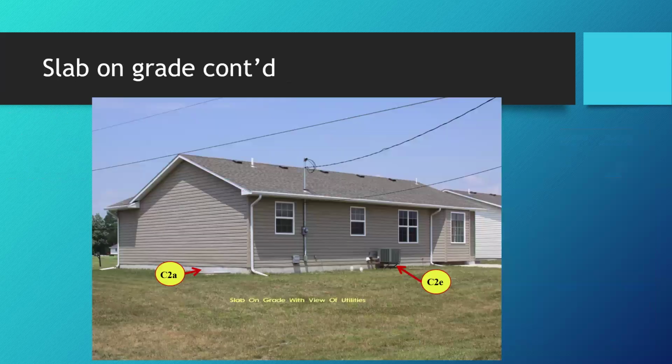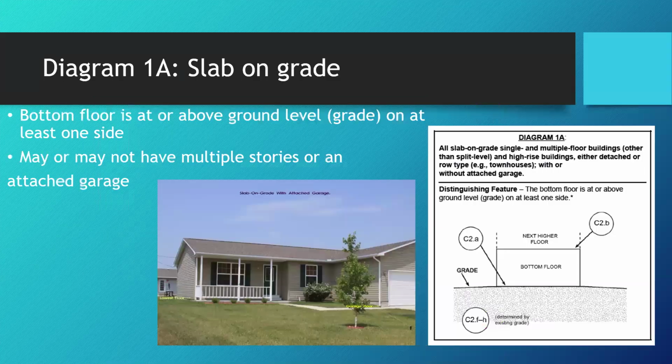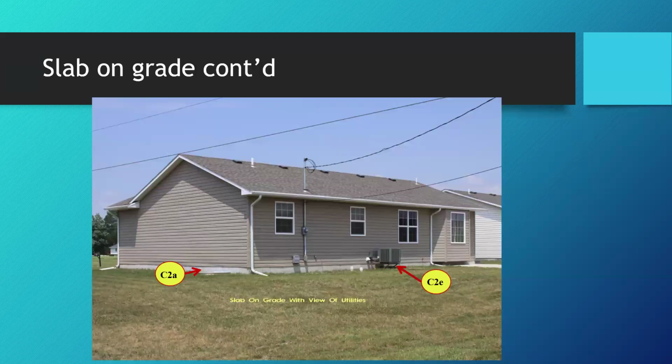So looking at these different parts, C2A is the top of the bottom floor. C2E is the lowest machinery equipment that is servicing the building, so that's there with their HVAC system. And I like these diagram drawings. They show you where the corresponding certified elevations go on these different foundation types. So the important thing about the elevation certificate is really just the foundation. That's mostly what we're looking at, aside from machinery and equipment.